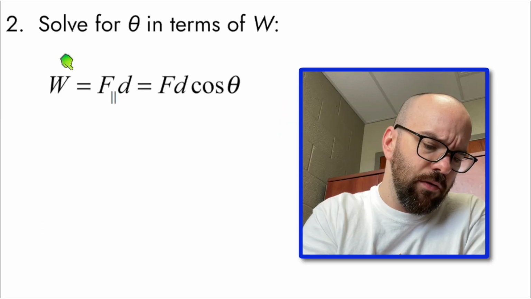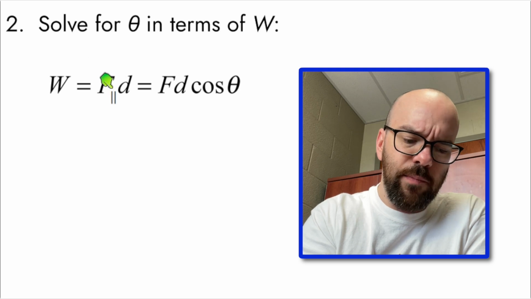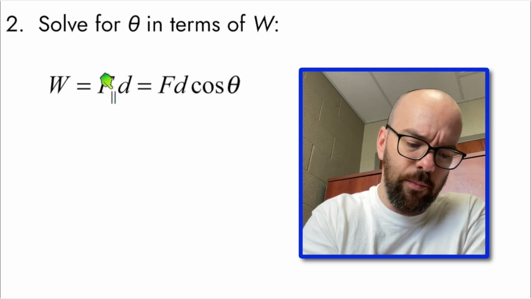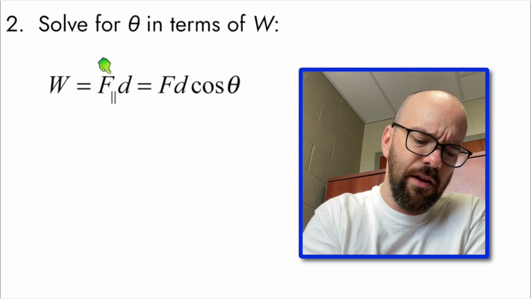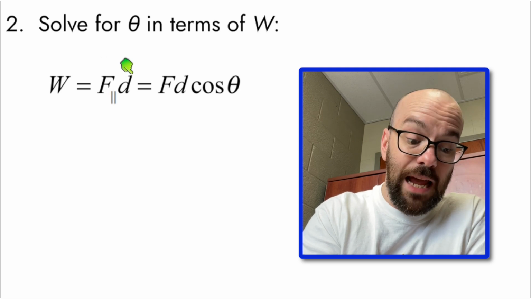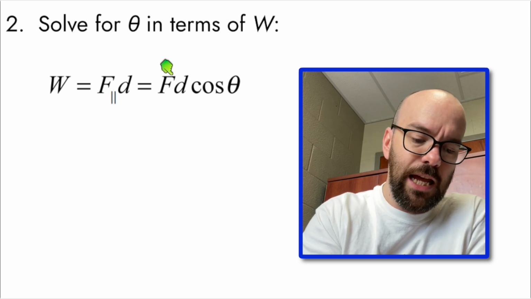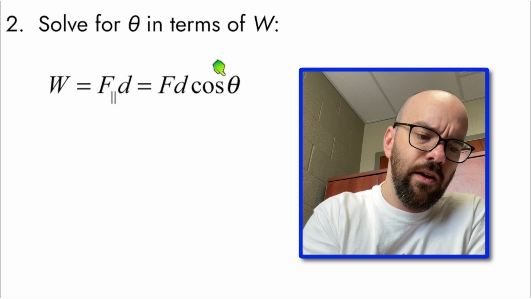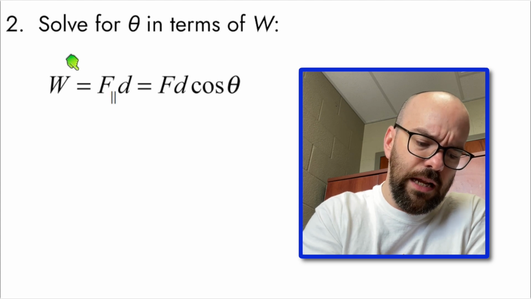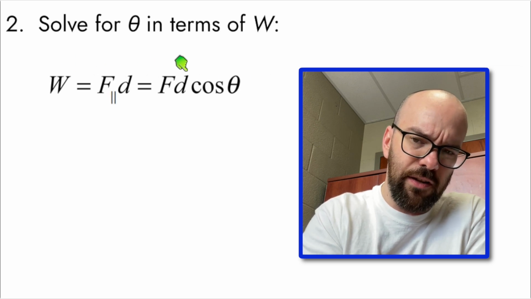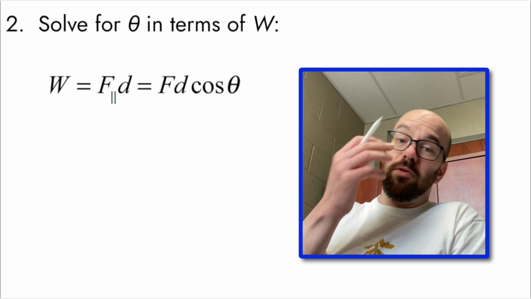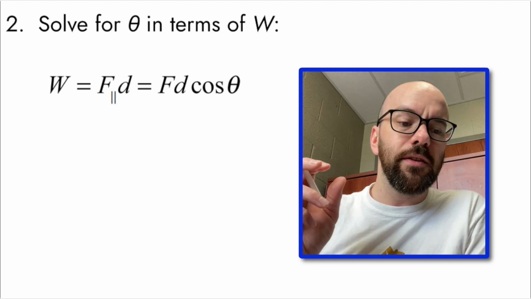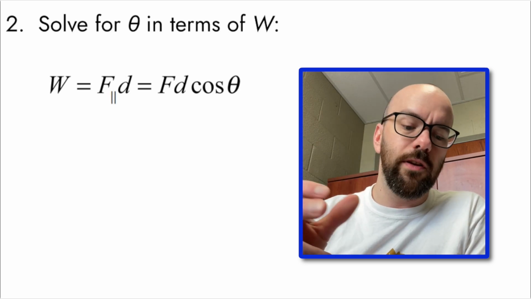So we have W equals F parallel. This means parallel. There's parallel and perpendicular. This is the parallel sign. So this force parallel times D, which is a distance, equals FD cosine theta. So it's kind of like this W equals this, but it also equals this. So what are we going to use here? Well, let's take a look at what we're trying to solve for. It says solve for theta in terms of W.